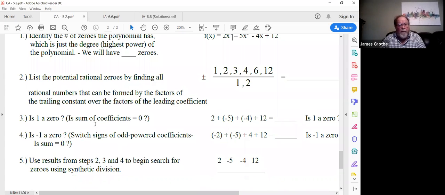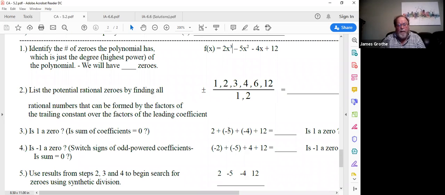Is 1 a zero? Is the sum of the coefficients equal to 0? Well, let's see. We've got 2, negative 5, negative 4, and positive 12. 2, negative 5 is negative 3, plus negative 4 is negative 7, negative 7 plus 12 is 5. Tells me no. That 1 is not a zero.